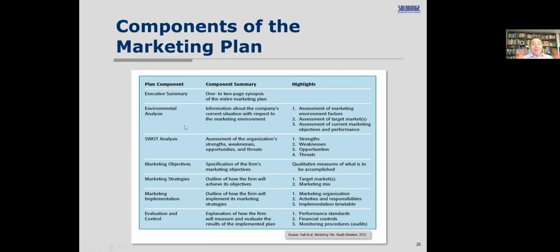You should do an environmental analysis of the company's current situation with respect to the environment. You should do a SWOT analysis, or strengths, weaknesses, opportunities, threats, that we talked about, analyzing the outside opportunities and threats and the inside strengths and weaknesses.